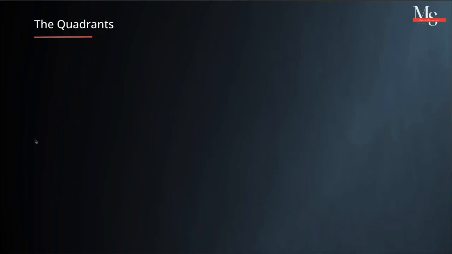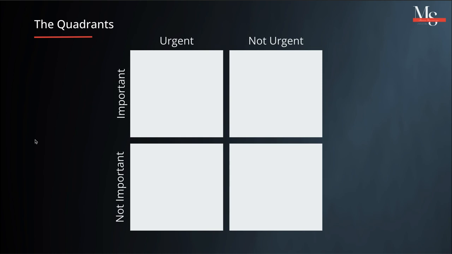We have 4 quadrants. The first one, those are important and urgent. Those are tasks that are both very important and need to be done immediately. These are often crisis situations, deadlines, or pressing issues.